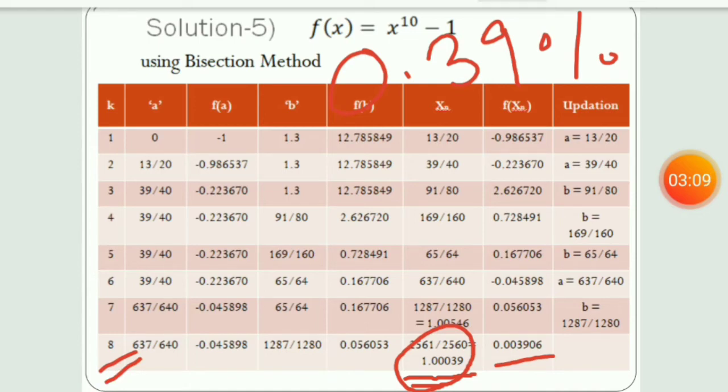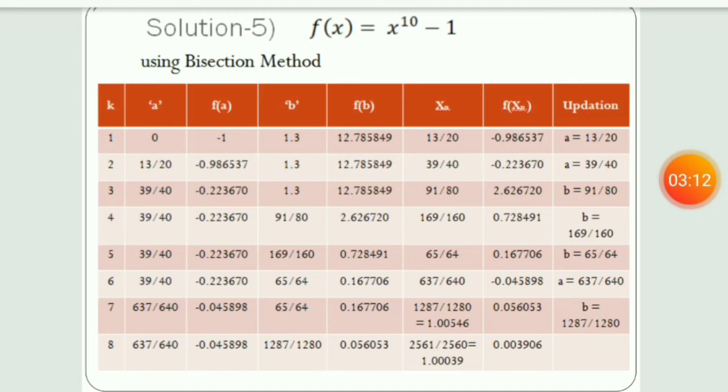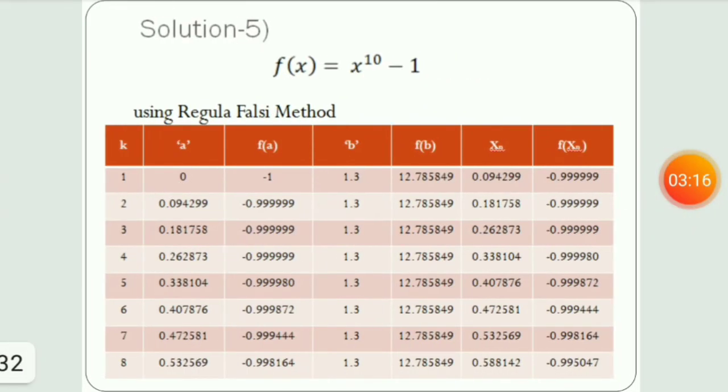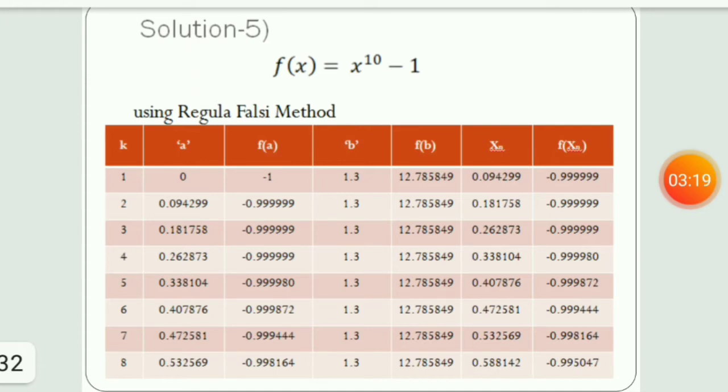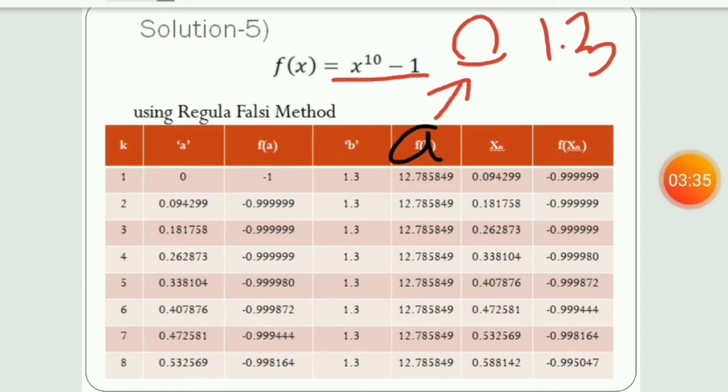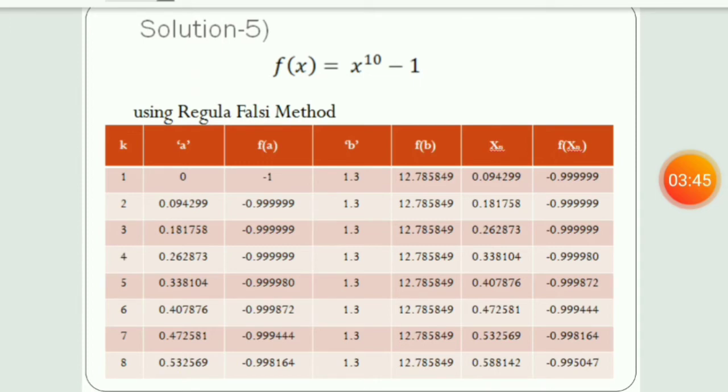Let's look at the same equation using the Regula-Falsi method. So this is my solution for the Regula-Falsi method, for the same equation. Again, in the question the interval was given as 0 and 1.3. Whatever interval is given first, we take as a, and whatever is given second is considered as b. So you can see a is 0 and b is 1.3. Using the Regula-Falsi equation, I got the value of x1 and f of x1, and for further iterations, I got the respective values of x and f of x.